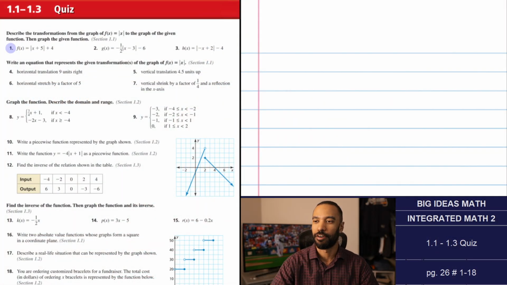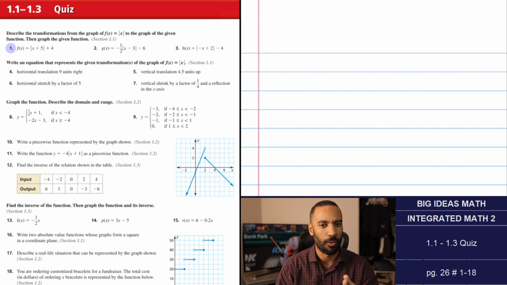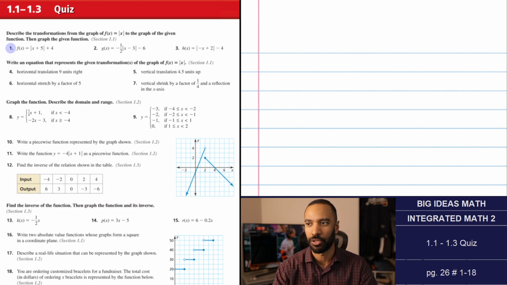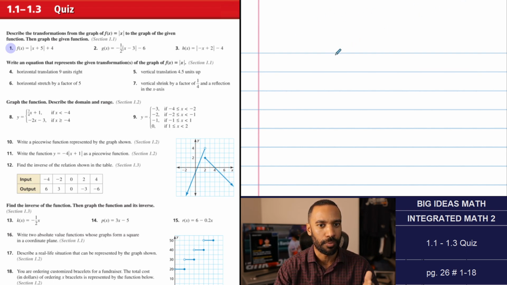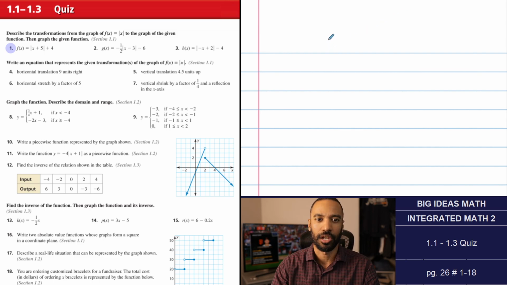Now, without further ado, I will go ahead and get started on this Integrated Math 2 Big Ideas Math. Section 1.1 focuses on absolute value functions, 1.2 on piecewise functions, and 1.3 on inverses of functions. So let's go and take a look at anything. I don't know if they're laid in order. They might jump around. They have the sections on here, if you take a look, where they show number 1 through 3 is out of section 1.1. Describe the transformation from the graph of f of x equals absolute value of x to the graph of the given function, then graph the function.